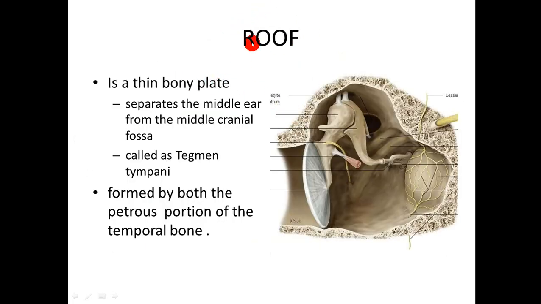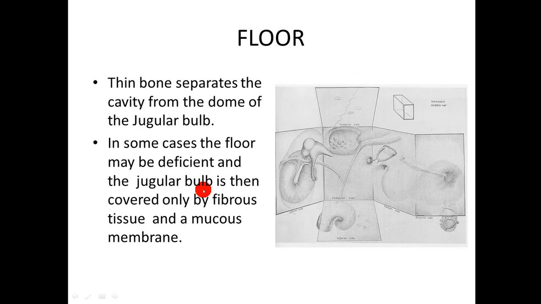And coming to the explanations, the roof, a bony plate, separates the middle ear from the middle cranial fossa, and the bone is called tegmen tympani. It is formed from the petrous part of the temporal bone.